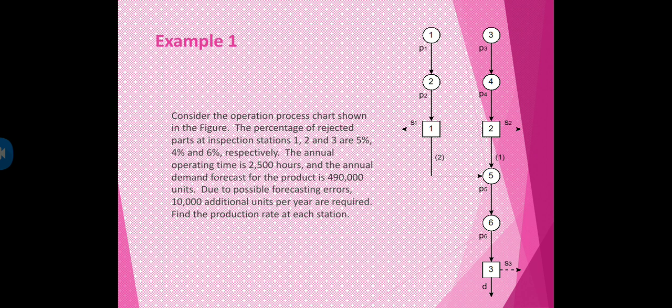Now see here the example. Consider the operation chart shown in the figure. The percentage of rejected parts for stations 1, 2, 3 is 5%, 4% and 6% respectively. The annual operating time is 2500 hours and the annual demand forecast of the product is 4,90,000 units, and due to possible forecasting errors 10,000 additional units per year are required. So we want to find the production rate at each station: stations 1, 2, 3, 4, 5 and 6, right?